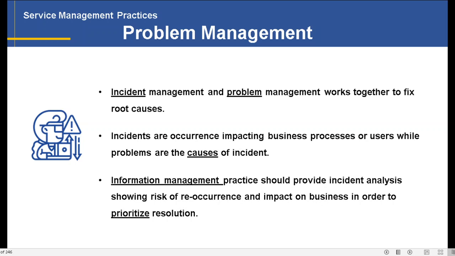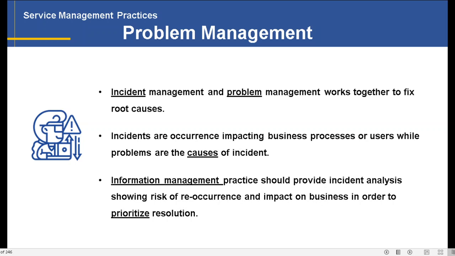ITIL 4 offers a problem management approach that addresses the most pressing priorities and concerns of the modern IT and digital landscape. To start with, there is a distinct difference between incident and problem management in ITIL 4. Incidents are occurrences that impact business processes or users. Managers must resolve them so that business activities can take place. Problems are identified as the causes of incidents. They must be investigated and analyzed so that effective workarounds and long-term solutions can be established.